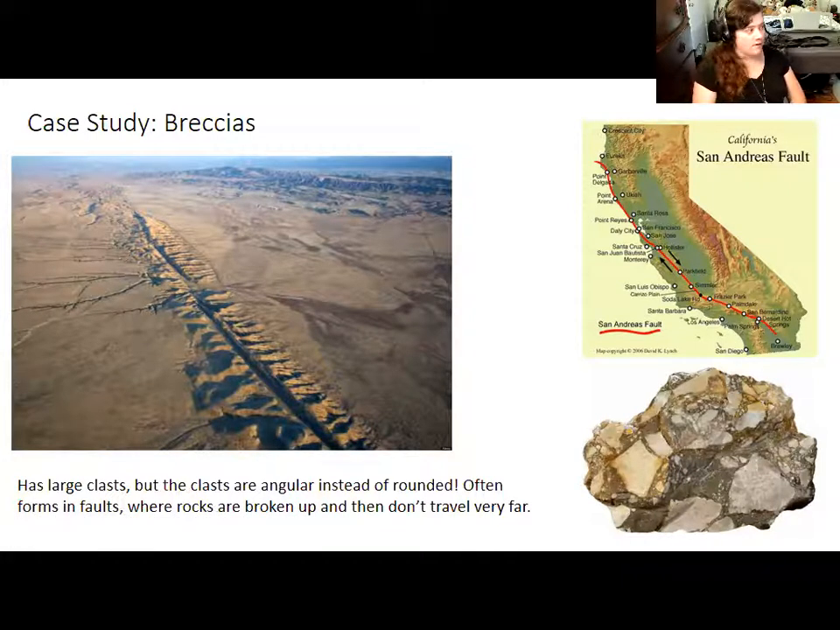So any questions about angularity? In summary, the farther that clasts get transported, the more rounded they get.